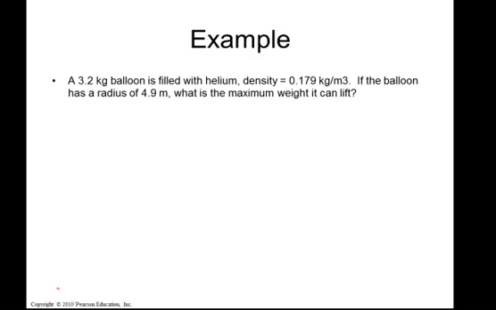Okay, so this example kind of goes back to our buoyant force. It says we have a balloon that's filled with helium at a certain density, and the balloon has a certain radius, and they want to know the maximum amount of weight that it can lift. So if this is my balloon, then I know that I'm going to have a buoyant force up, and I'm also going to have a weight of my object that is down. And if I want to find the buoyant force of my object, the buoyant force is going to be equal to rho times g times V.